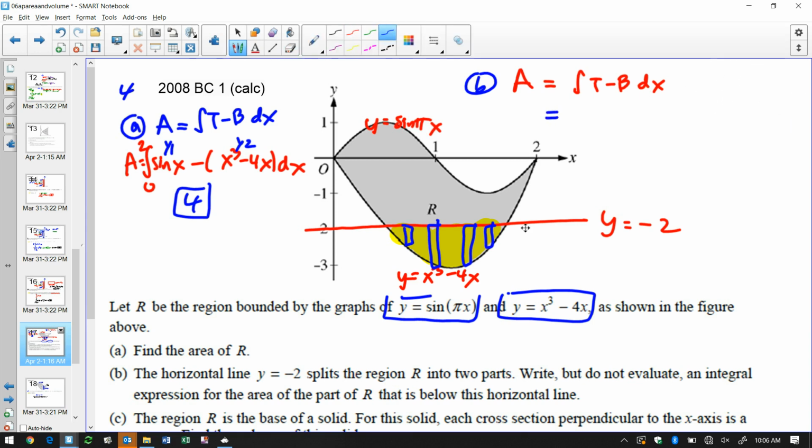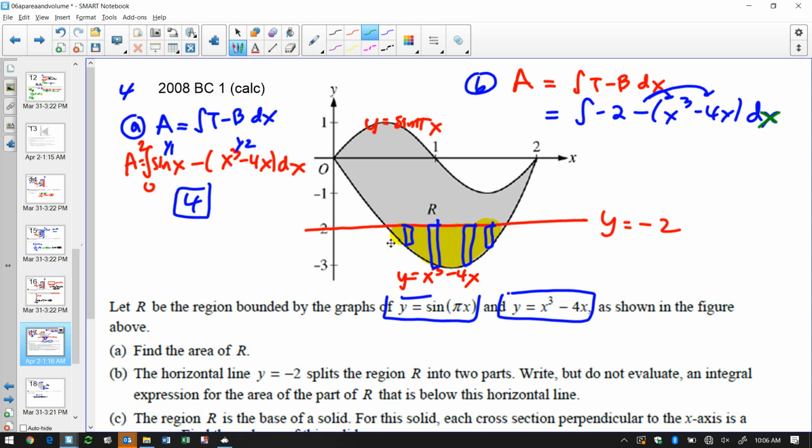And what is the top function going to be here? What's my y equals to on the top? -2. I'm going to subtract. What is my bottom function on the bottom here? Okay, so quantity x cubed minus 4x dx. Again, guys, make sure you put your parentheses in. If you don't put your parentheses in, make sure you distribute that negative. All right, this is a dx problem.